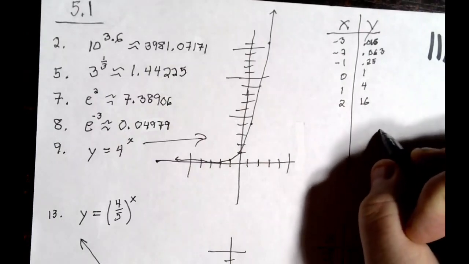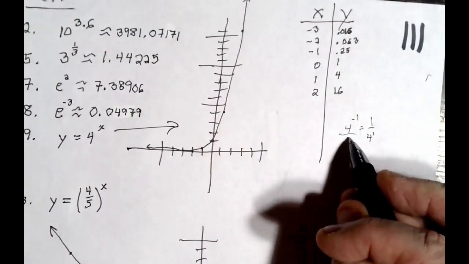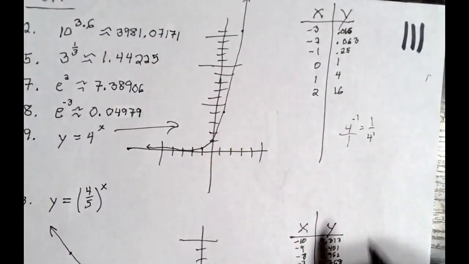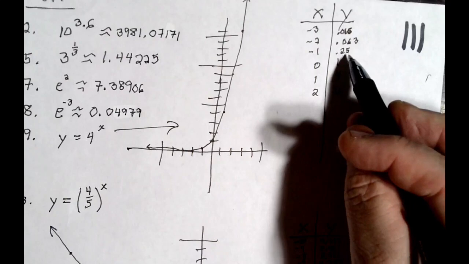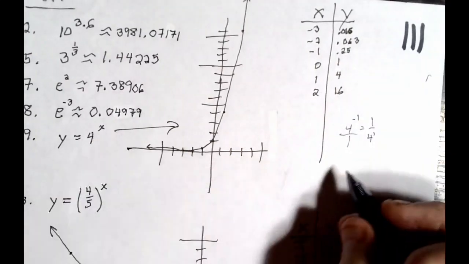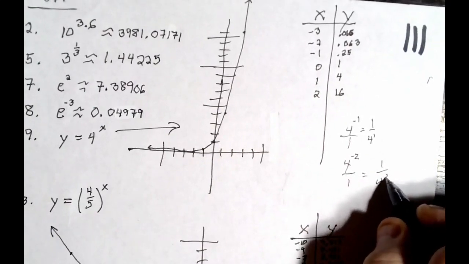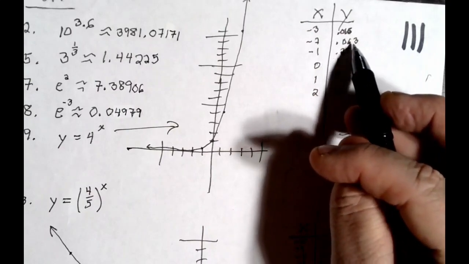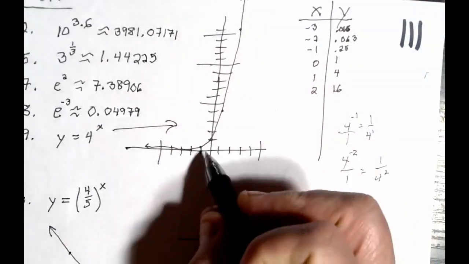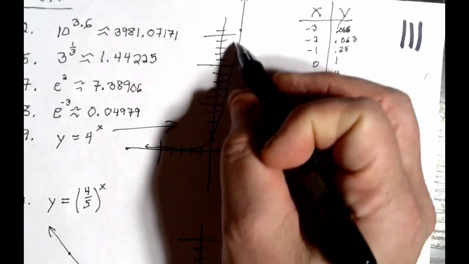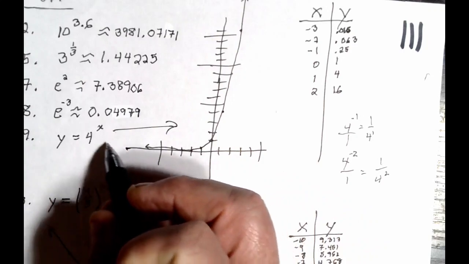Well, 4 to the negative 1 is 1 over 4 to the positive 1. When you cross the fraction bar with a negative exponent, it changes the exponent to positive. So 4 to the negative 1 is 1 over 4 to the positive 1, or 0.25. 4 to the negative 2 is 1 over 4 to the positive 2, or 1/16, or 0.0625. And then 4 to the negative 3, and so on. As the exponent gets positive and larger, this thing shoots up really fast, and as x gets negative and smaller, this thing gets very, very small.